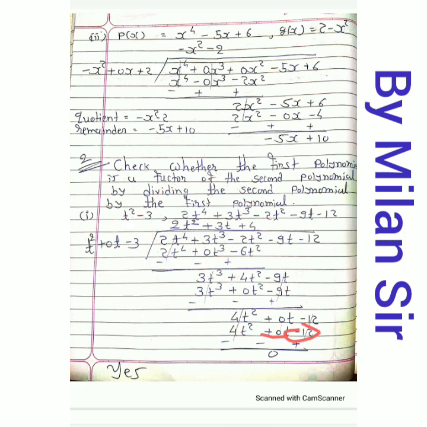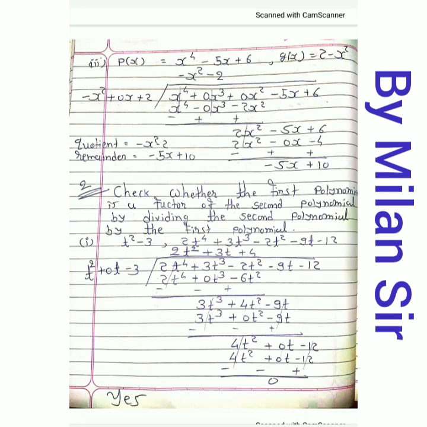Then we need to change the sign: plus is converted to minus, plus is converted to minus, minus is converted to plus. So here 4t square cuts out, 0t means 0t, and plus 12 minus 12 also cut out, so our remainder is 0. So here we get remainder 0. That means the answer is yes. Yes, the first polynomial is a factor of the second polynomial, right?